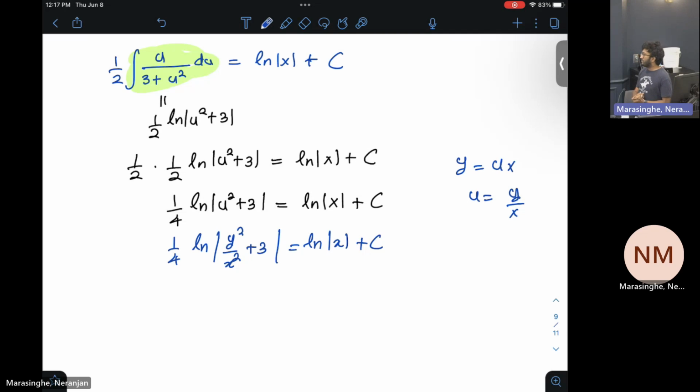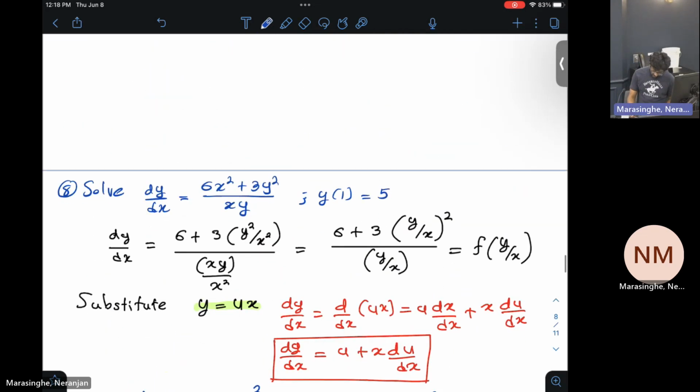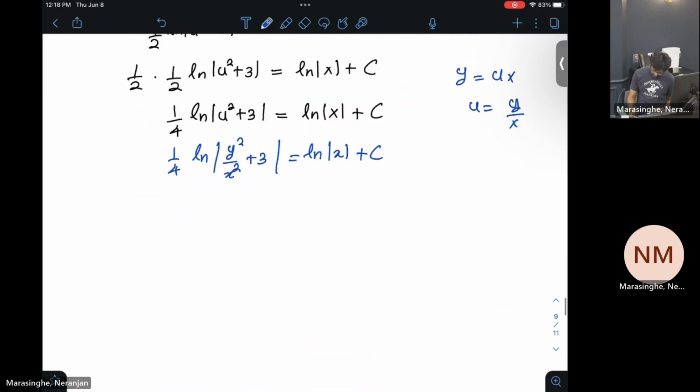Now let's find the value of c. For that, I would use the initial condition that was given in the problem. What was the initial condition? y(1) equals 5. Okay. y(1) is equal to 5. Let's plug 1 instead of x, then y would be 5.